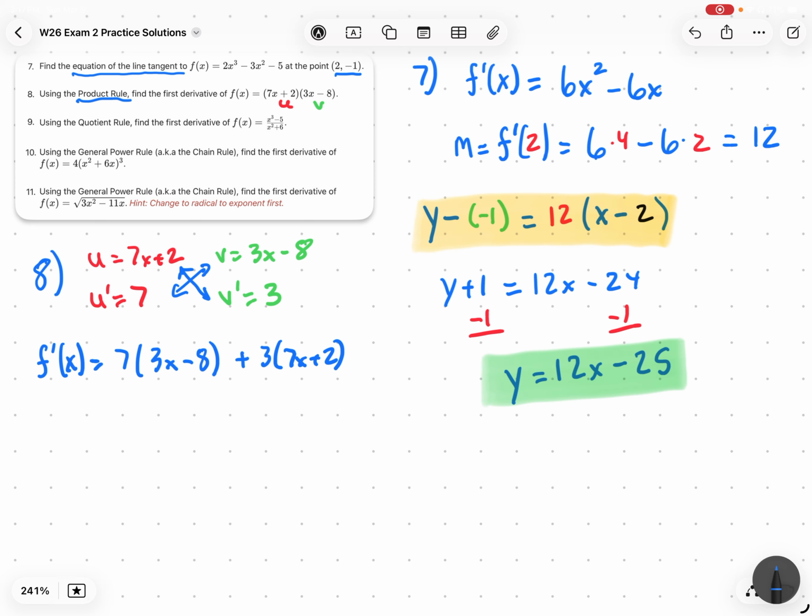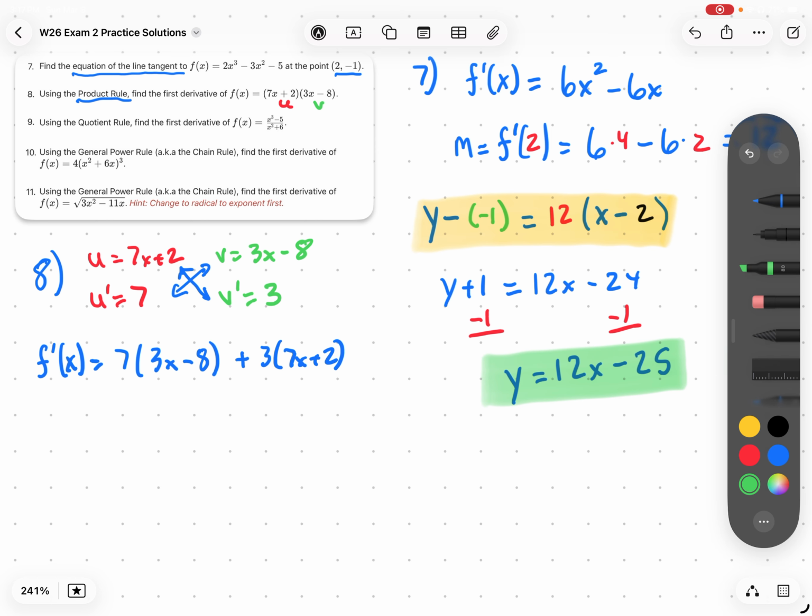And that is the derivative, okay? But what we're going to do is use our algebra skills to simplify this thing a little bit. But that's one version of the derivative. Let's go ahead and clean this up.